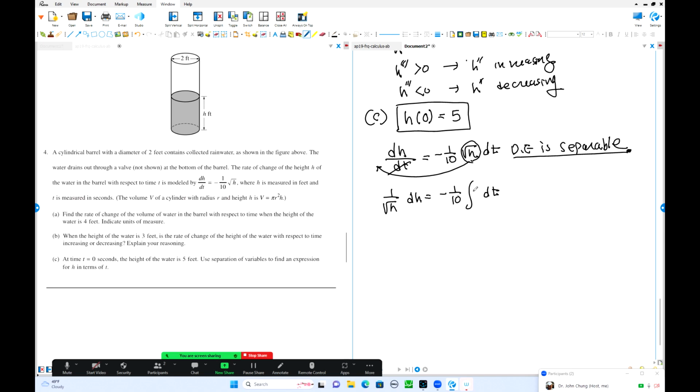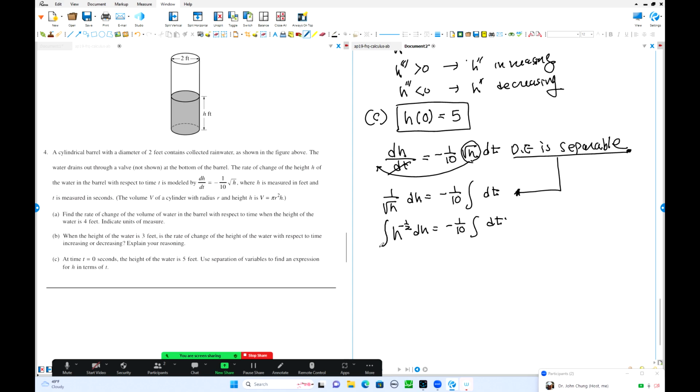Now this is separate. Now this is an easy one, right? Take an antiderivative of each side. Okay, maybe you can use this with h to the negative 1 over 2 dh. That is better.